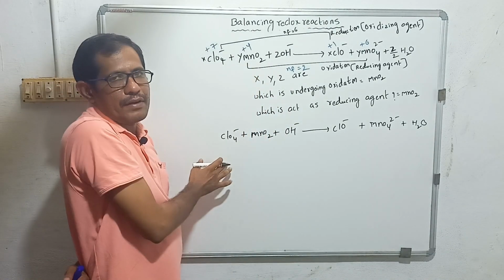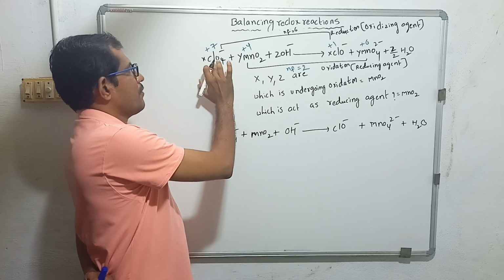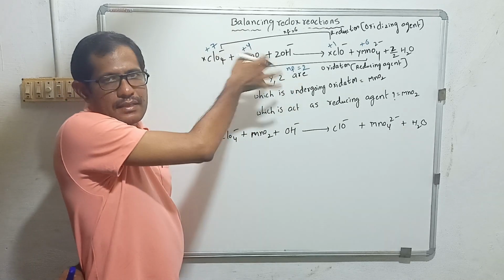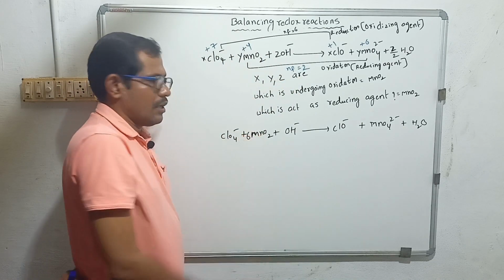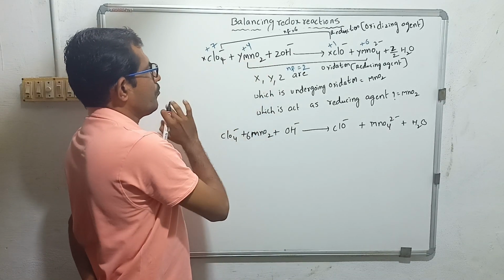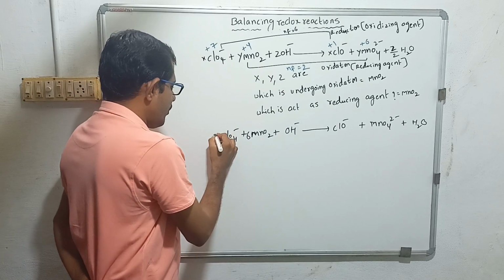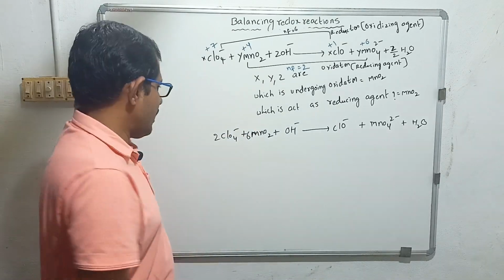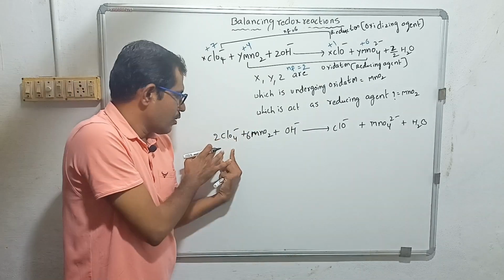First assign the n factor values. The n factor for ClO4 minus is 6, so I will assign that to MnO2. The n factor of MnO2 is 2, which you are going to assign to ClO4 minus. Observe carefully here: 2 and 6.